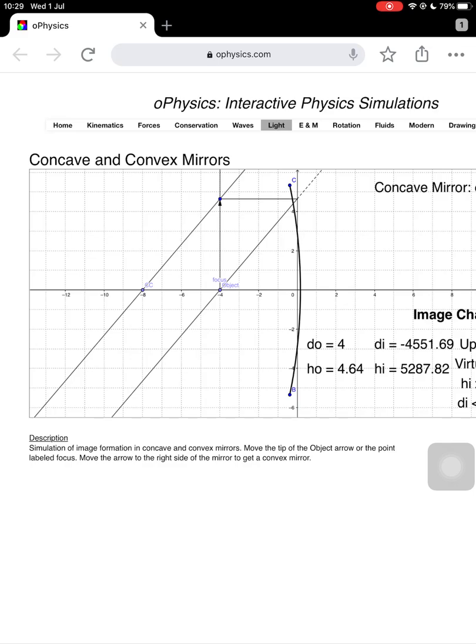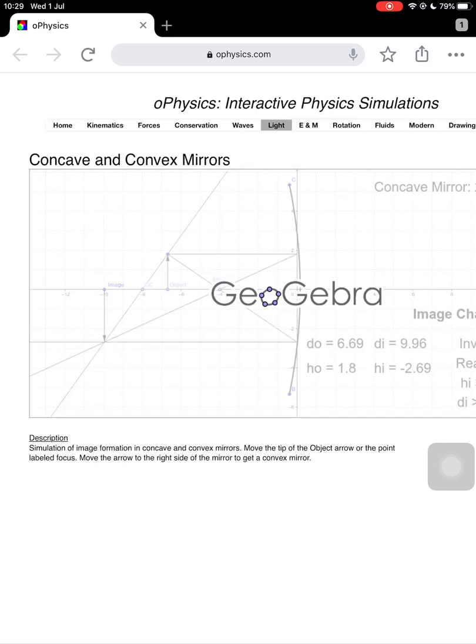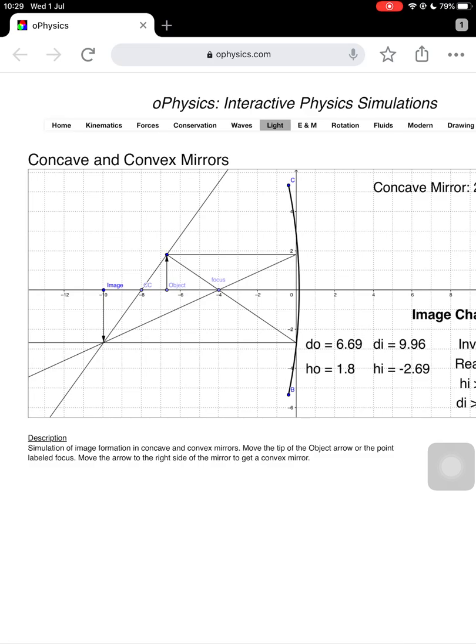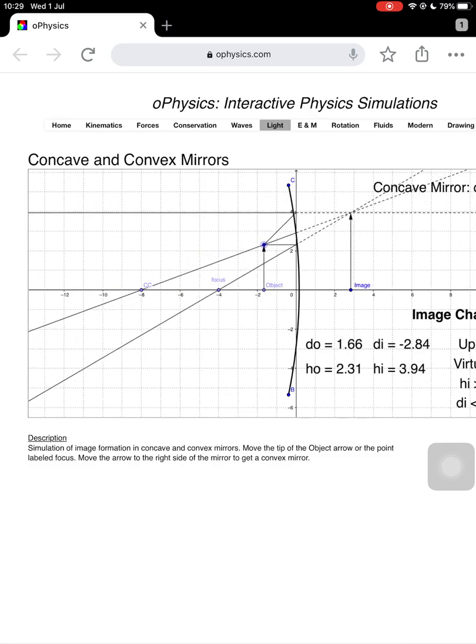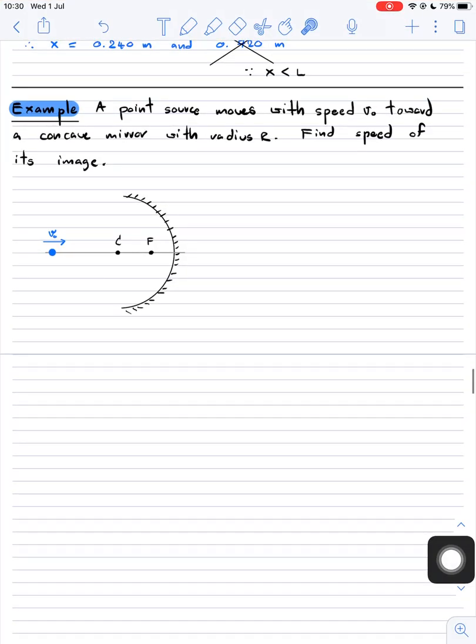But now between the focal point and the vertex, the image can be found behind the mirror here. Okay, then we just want to find the general equation for the speed of the image in this case.